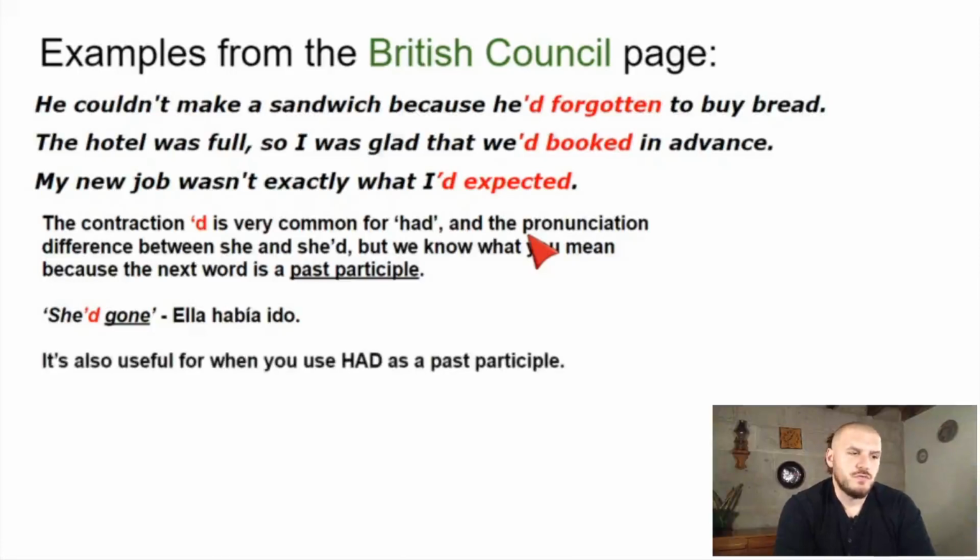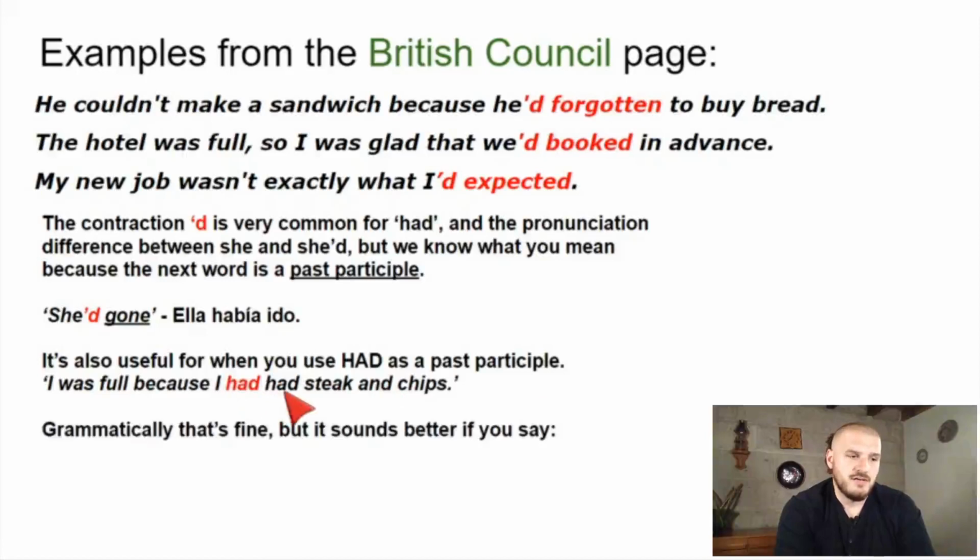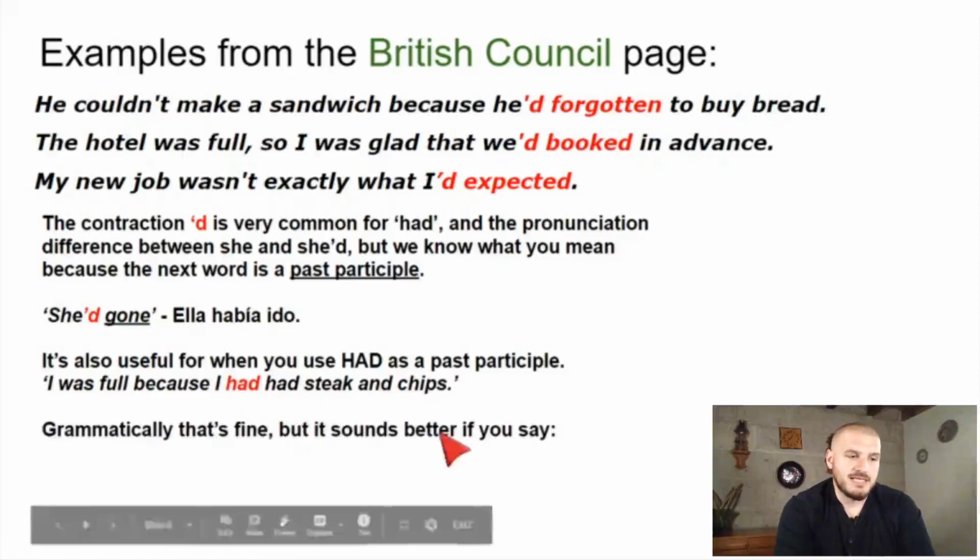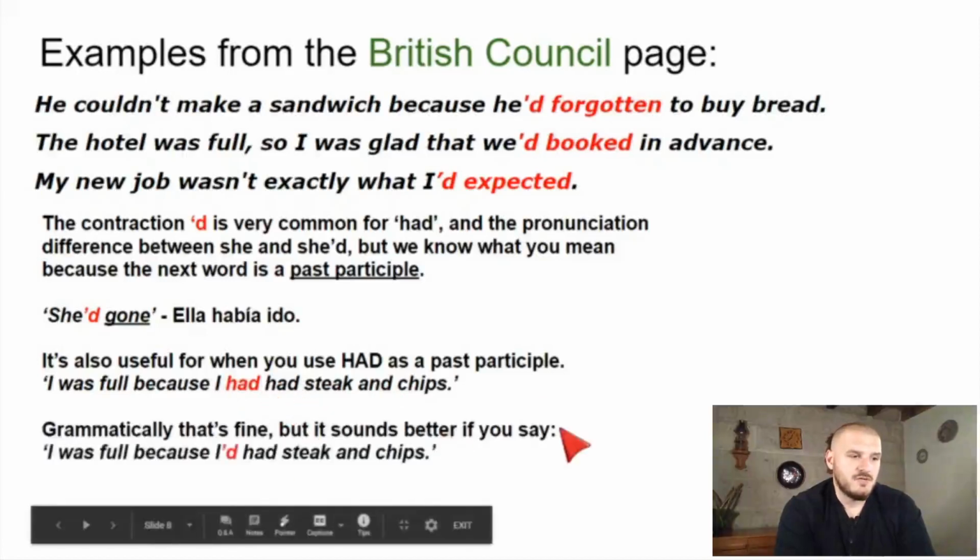It's also useful for when you use had. So, había tenido, in inglés sería had. No? Had. If you look at it here, había tenido, had. And that's kind of strange sounding. I was full, estaba lleno, porque había tenido steak and chips, because I had steak and chips. That's fine, grammatically, but it sounds a lot better if you say, I was full because I had had steak and chips. Just to vary the sound a bit, okay?